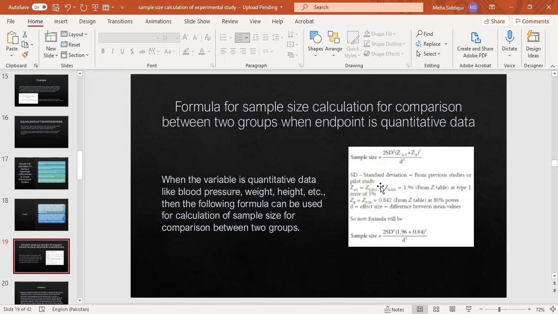This formula is used. We have to remember always that for quantitative outcome or data, usually this formula is used in which standard deviation is given. So SD is standard deviation, which we get from previous studies or pilot study. Then Z value for alpha, it is 1.96 as we get from the Z table at type 1 error of 5%. For Z beta, it is 0.842, that is at 80% power. D is effect size, which is the difference between mean values.